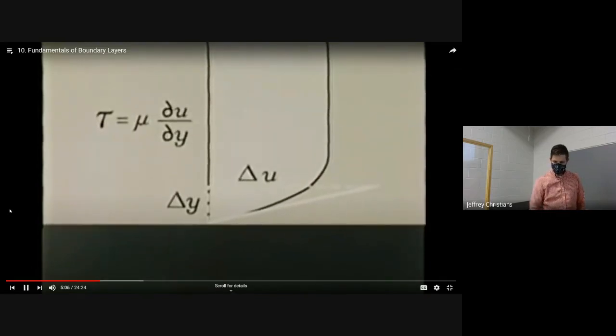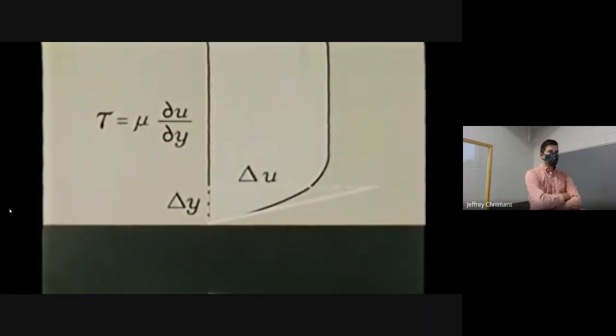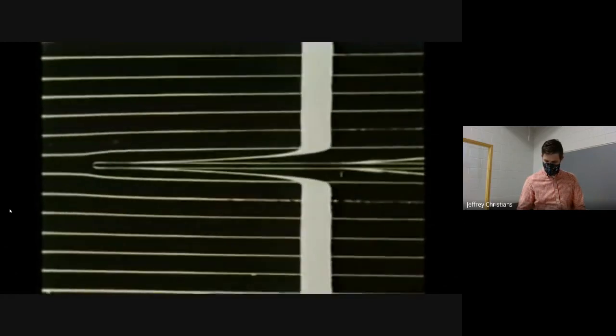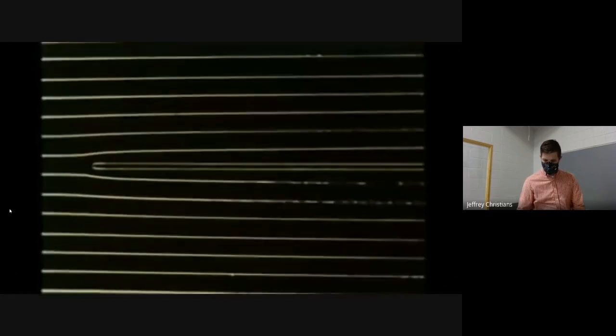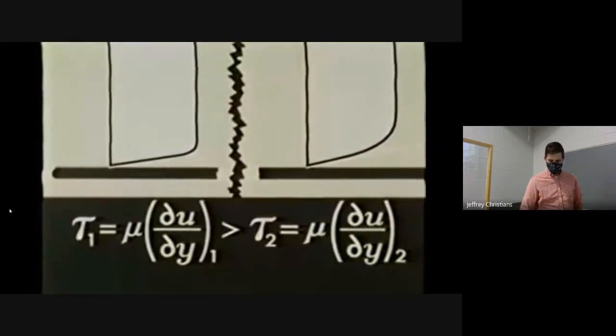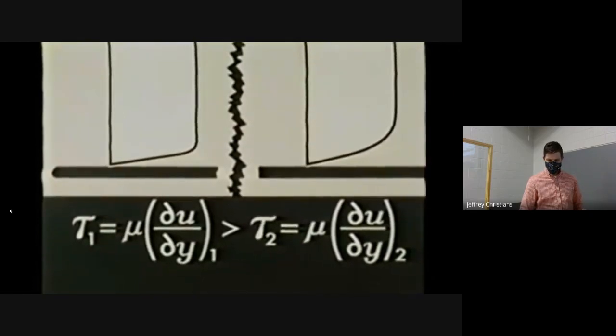The greater the velocity gradient normal to the wall, the greater the shear stress. Upstream, the velocity gradient is very high. Downstream, it is much less. This composite photograph compares the two velocity profiles. The smaller gradient downstream indicates the wall shear stress decreases along the plate.